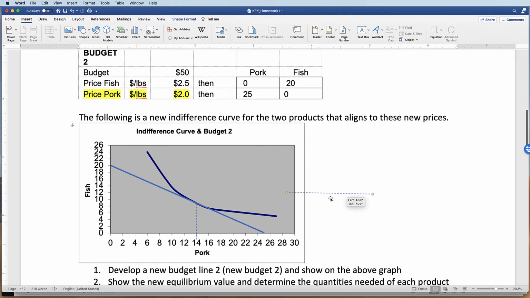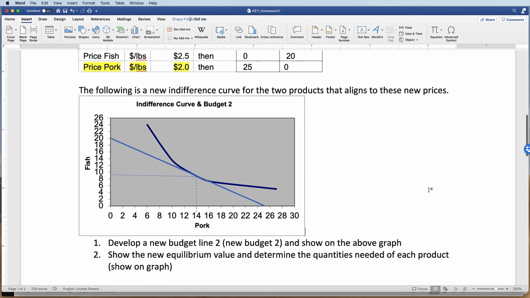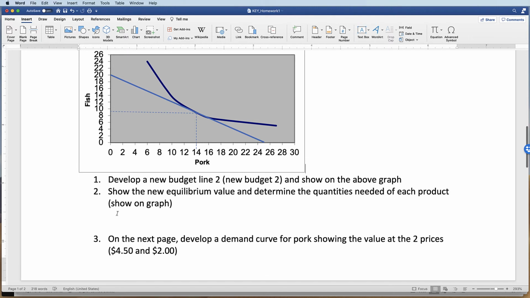Now, once you pick that spot, though, you do have to come horizontally across and look at the decision on fish. Now, in looking at my graph here, I've got a pretty clear 14, so I'm going to come down here and write a little bit of results. So it looks like we are going to select at equilibrium 14 pounds of pork.